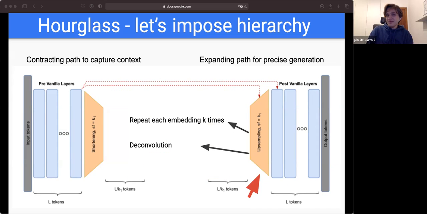But yeah, there are many options to actually upsample the initial sequence, the shortened representations, and deconvolution is just one of the options that you can read further in the literature. But we don't have to focus on that. We can also just think of that as a way to upsample the sequence, just as we can upsample the sequence by repeating each embedding a few times.